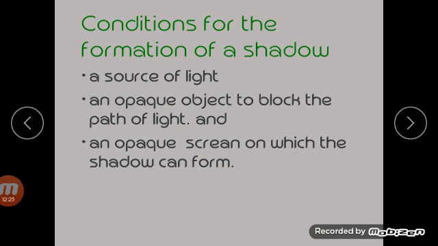They are the conditions for how a shadow is formed. First is a source of light. If light is not there, you cannot find any shadow. Second, an opaque object to block the path of light. If any opaque object is not there, if the path of the light is not blocked, a shadow will not be able to appear. Third, an opaque screen on which the shadow can form. So these are the conditions for the formation of a shadow as I have explained to you now.